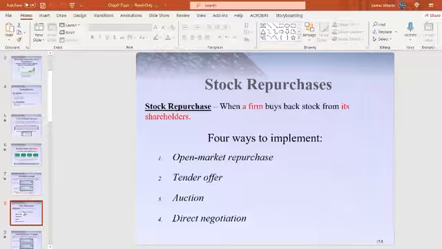The first one is called open market repurchase. From the name, open market, it means the company will go into the market and buy the shares using the stock exchange. They will buy directly from the shareholders. They will go into the system and buy shares, similar to any investor who wants to buy. This is the first one, and this is the most famous one.